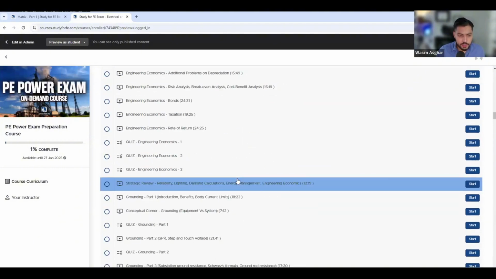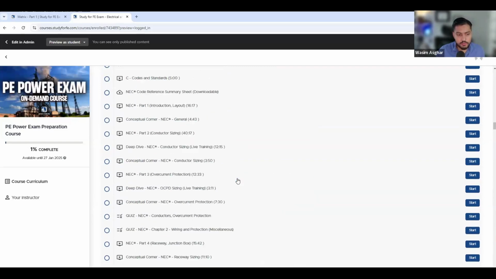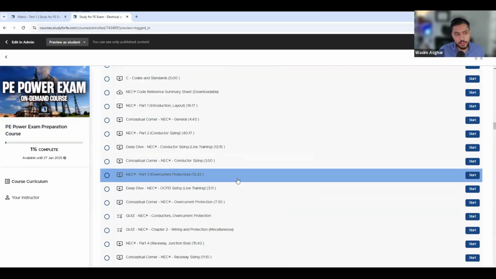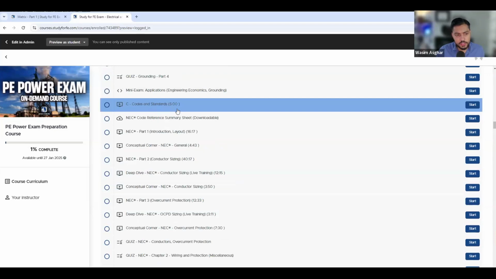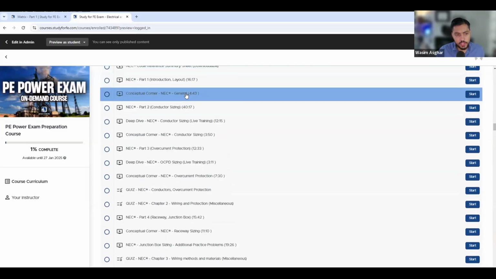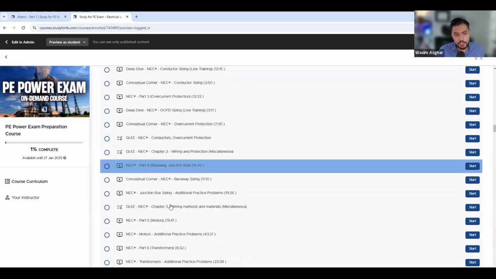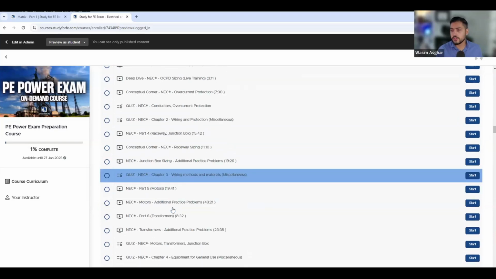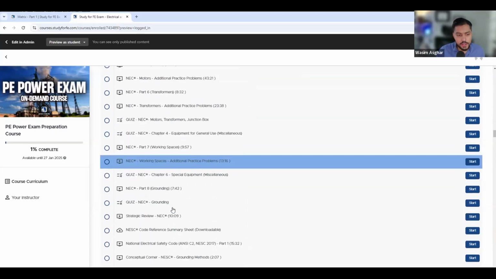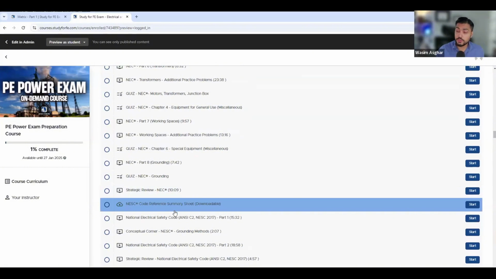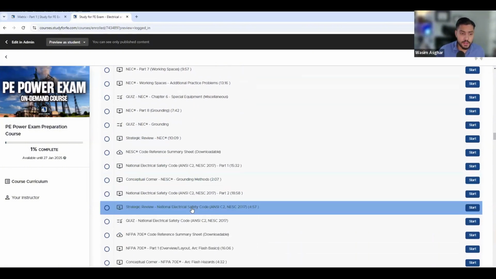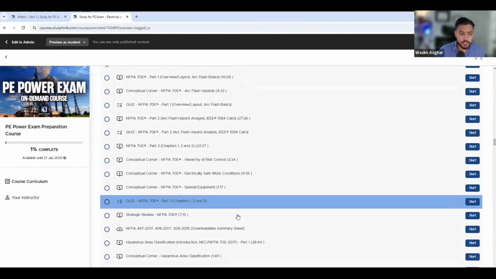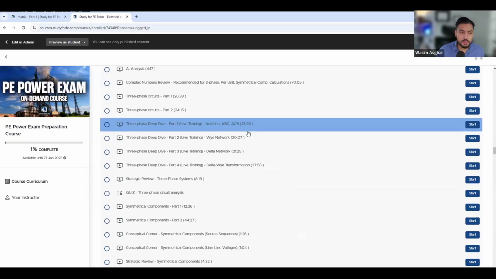Codes and standards tends to be one of the biggest worries on the exam for a lot of students, especially if you don't have a solid background. And you can see we start with codes and standards over here, with a downloadable spreadsheet. Then we have a multi-part lecture series on NEC with multiple quizzes, deep dives, and explanations that will get you ready for NEC essentially. So this is just section number 1 of PE Power.